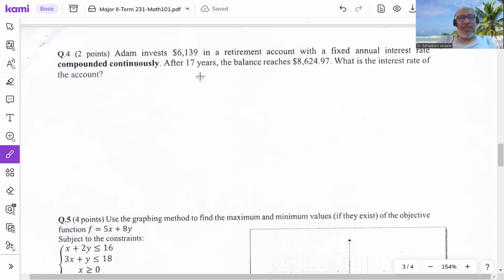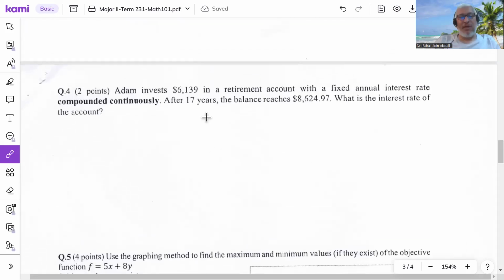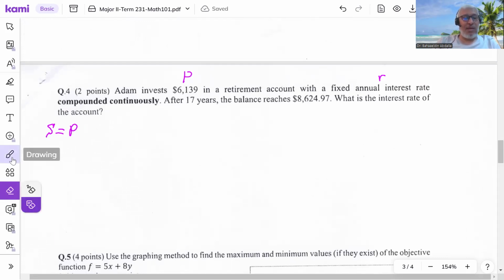Adam invests $6,139 in a retirement account. So this is the principal, with a fixed annual interest rate. So there is an R, but it's not given. Compounded continuously. The formula for compounded continuously is S, which is the future value, equals P, the present value or the principal, times e to the power RT, where e is the number e, R is the interest rate, and T is the time in years.